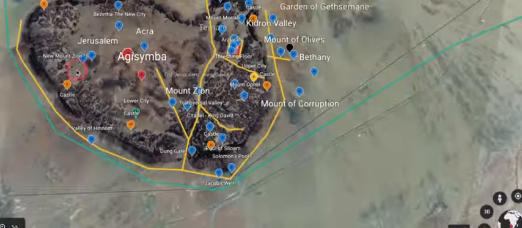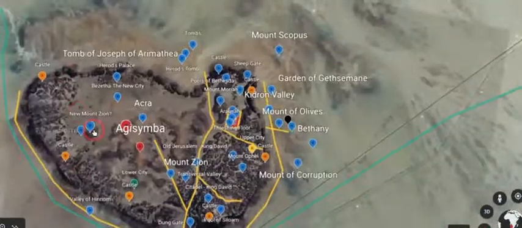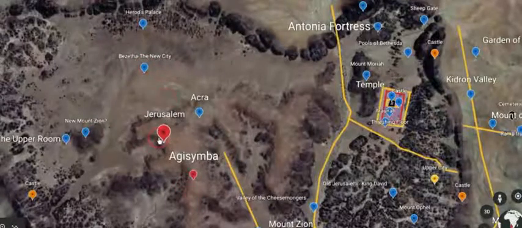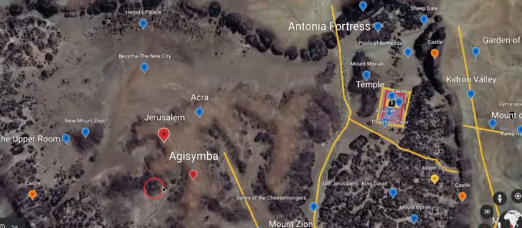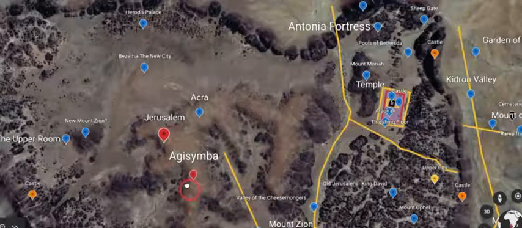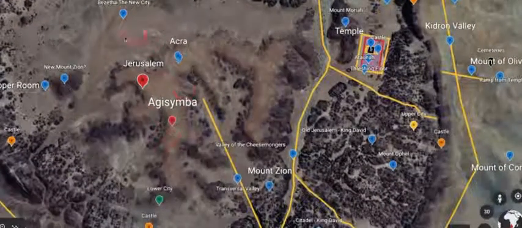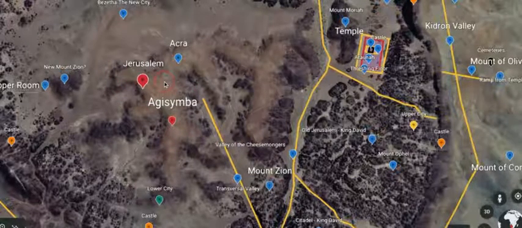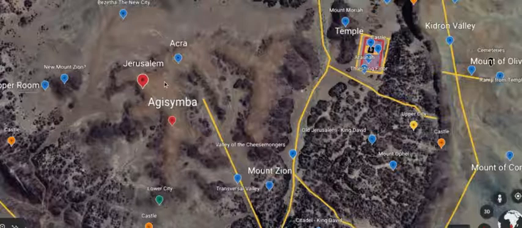This is a quick, short, and concise view of Jerusalem. These two terms, Agisimba and Jerusalem, are important. Agisimba is historical, whereas Jerusalem is not. Jerusalem is modern. Keep in mind there was no letter J until the 15th century. That means the people never identified this city as Jerusalem. Agasimba, on the other hand, is historical.